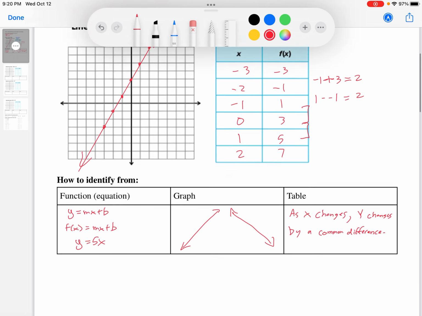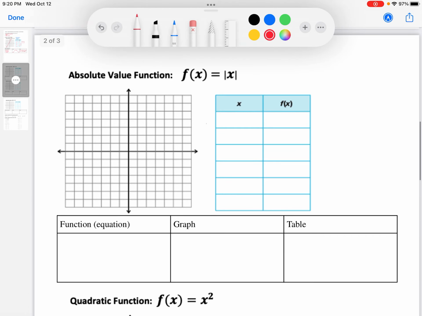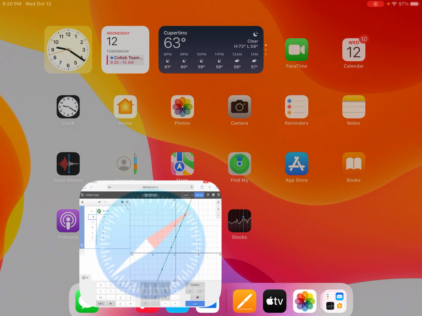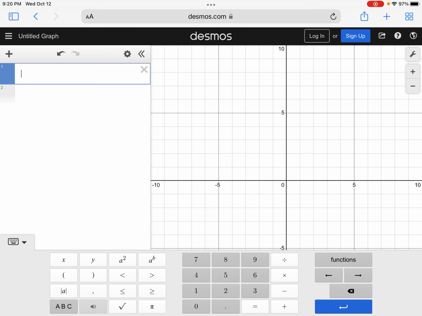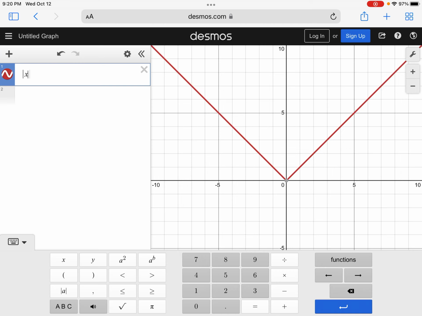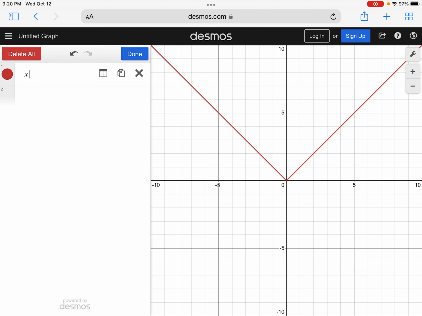I'm going to start trying to move a little quicker here. The next one is what's called an absolute value function. So go to Desmos and hit the button that looks like it has an A and it has 2 absolute value bars on either side. Hit X. There's your absolute value function. It looks like the letter V. Hit our table of values.